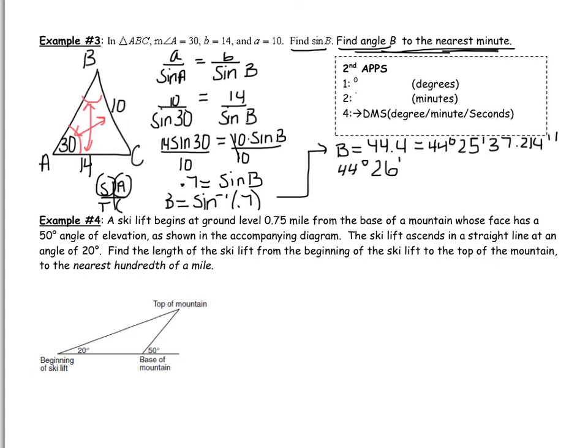So what does that give us? That gives us 135 degrees and 34 minutes, and 22.786 seconds. So rounding that to the nearest minute would be 135 degrees, 34 minutes. So these are your two possibilities for B.